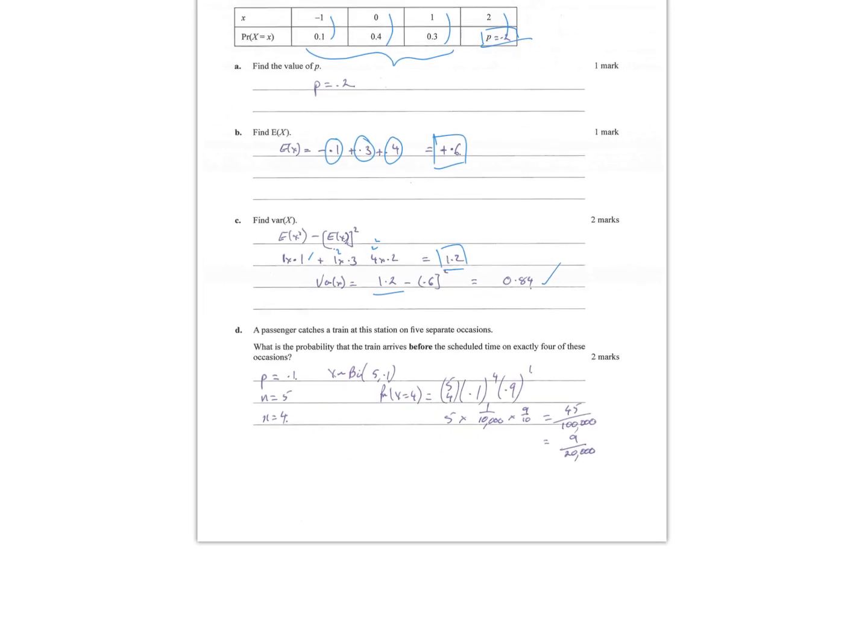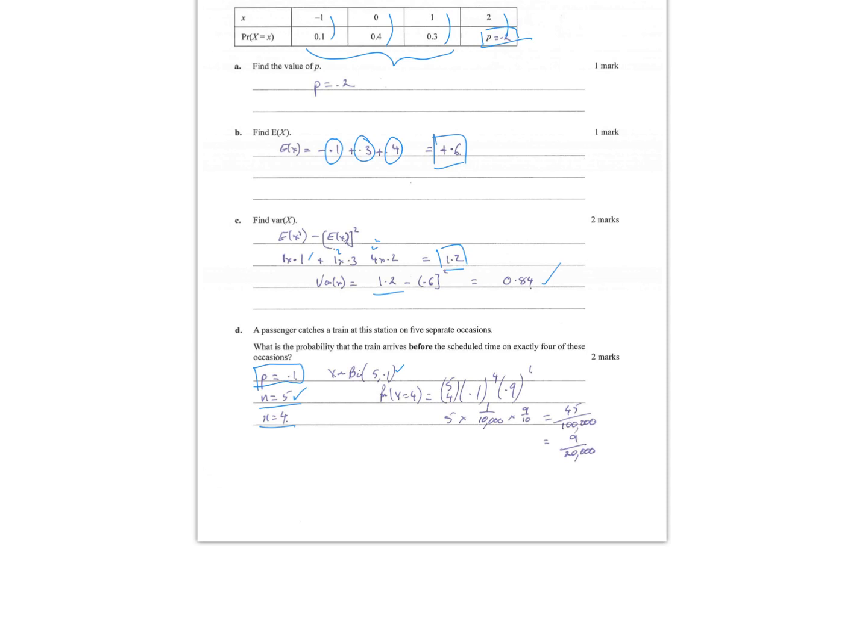A passenger catches a train at the station on 5 separate occasions. What is the probability that the train arrives before the scheduled time on exactly 4 of these? So 5 separate occasions, so I have n equal to 5. I want 4 successes, and going off the table, the probability of being 1 minute early is 0.1. I prefer 1/10. I'm surprised I didn't write it as 1/10. So X is distributed binomially with n = 5, p = 1/10.